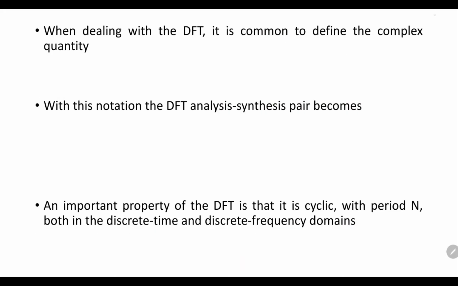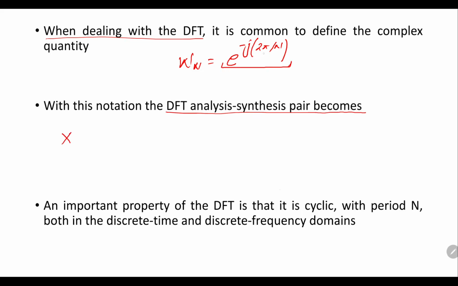Now, when dealing with the discrete Fourier transform, it is very common to define the complex quantity W_N, which equals e to the power minus j 2 pi by N. With this notation, the DFT analysis-synthesis pair becomes simpler, where we just replace e to the power minus j 2 pi by N with W_N.